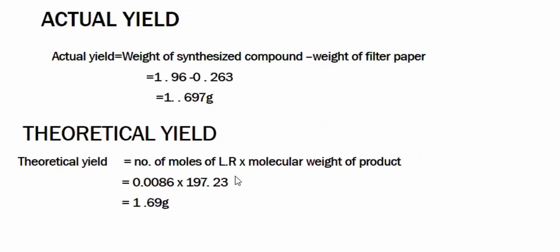Theoretical yield is equal to the number of moles of limiting reactant into the molecular weight of product, and the number of moles is 0.0086, and the molecular weight of the product is 197.23, and this is 1.69 theoretical yield. And the actual yield: the weight of the synthesized compound with the filter paper is 1.96, and the weight of the filter paper before filtration is 0.263. So the difference is 1.697, which is the weight of the product.